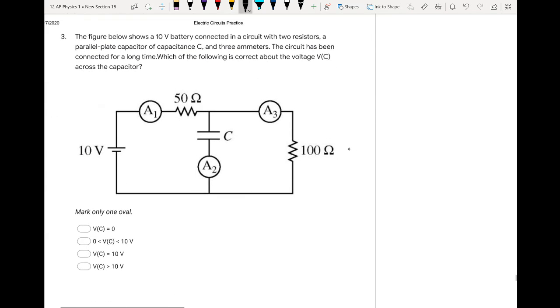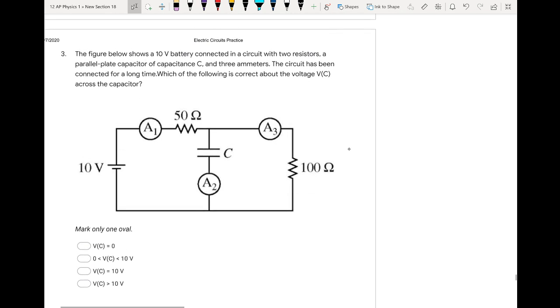But yeah, so we know that, hey, this is in series with the battery, and this junction rule has to apply. The figure below shows a 10-volt battery connected in a circuit with 2 resistors, a parallel plate capacitor of capacitance C, and 3 ammeters. The circuit has been connected for a long time. Which of the following is correct about the voltage VC across the capacitor?